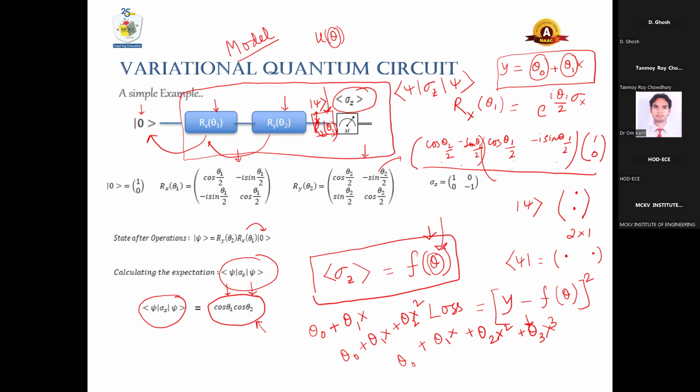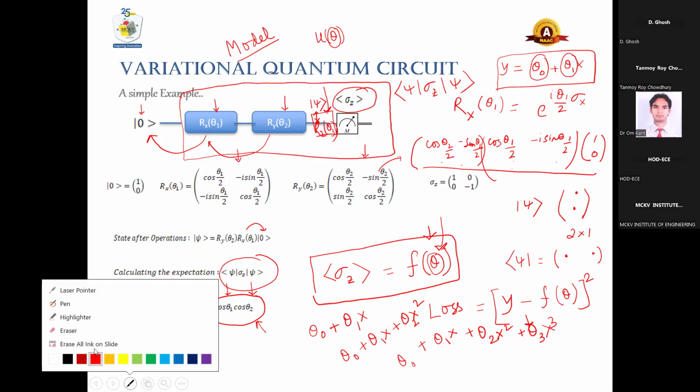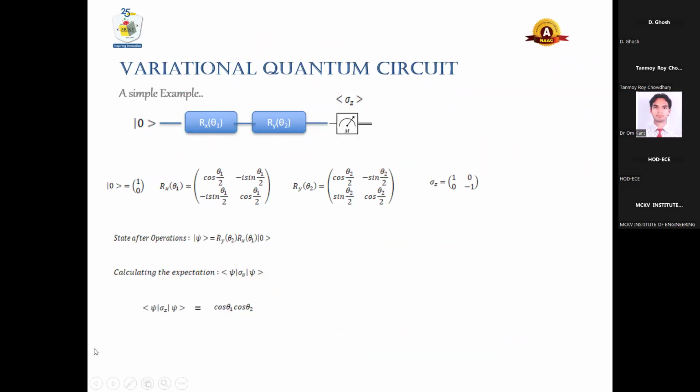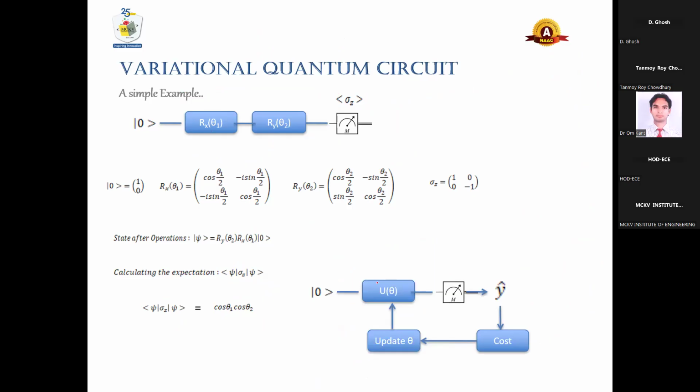Right. So this is a function, and this is ultimately what you get out of U theta. So by all of this, what I'm trying to say is, this is finally your U theta. This is how you parameterize the circuit. You apply rotations by different angles, and then you update those angles based on the cost.